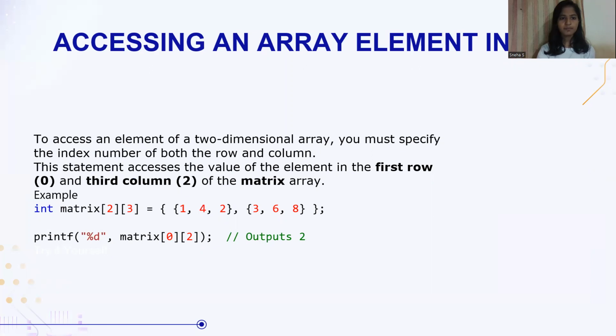For example, they have given us a matrix, that is 1, 4, 2 and 3, 6, 8. Now we are printing the 0th and the second element. So the output will be 2.